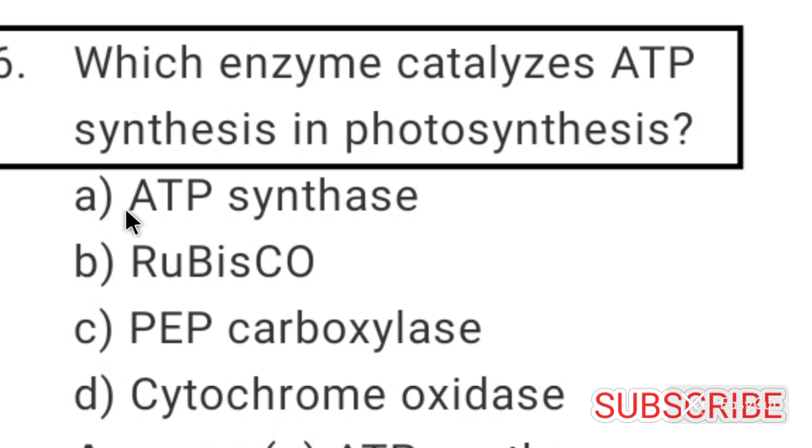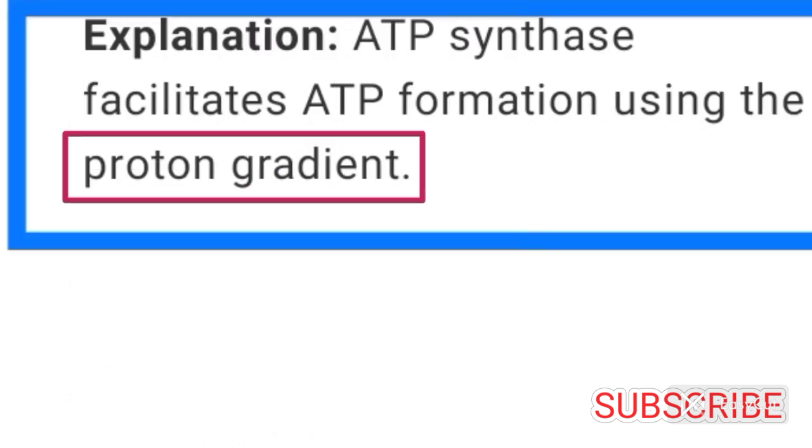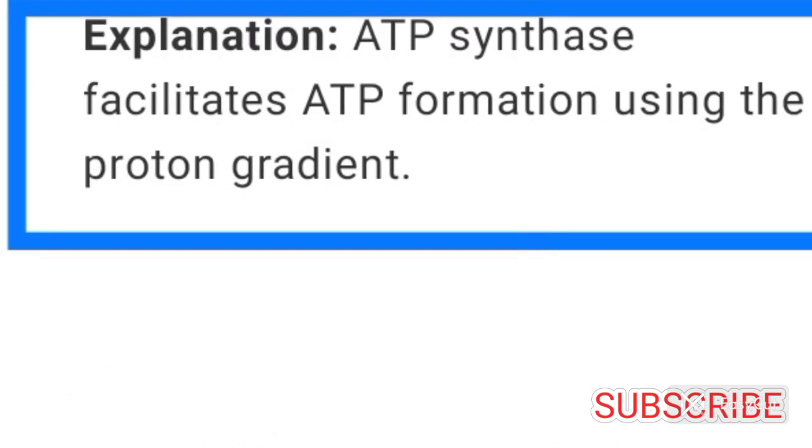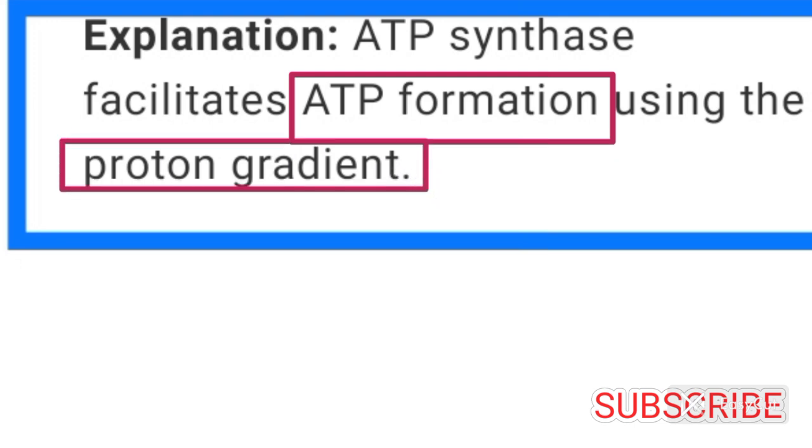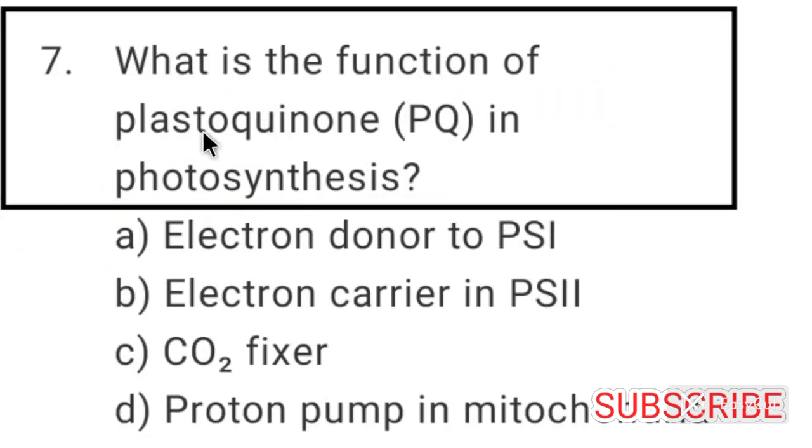Now come to question number 6. Which enzyme catalyzes ATP synthesis in photosynthesis? Answer is option A. ATP synthase. ATP synthase facilitates ATP formation using the proton gradient. Question number 7. What is the function of plastoquinone in photosynthesis?